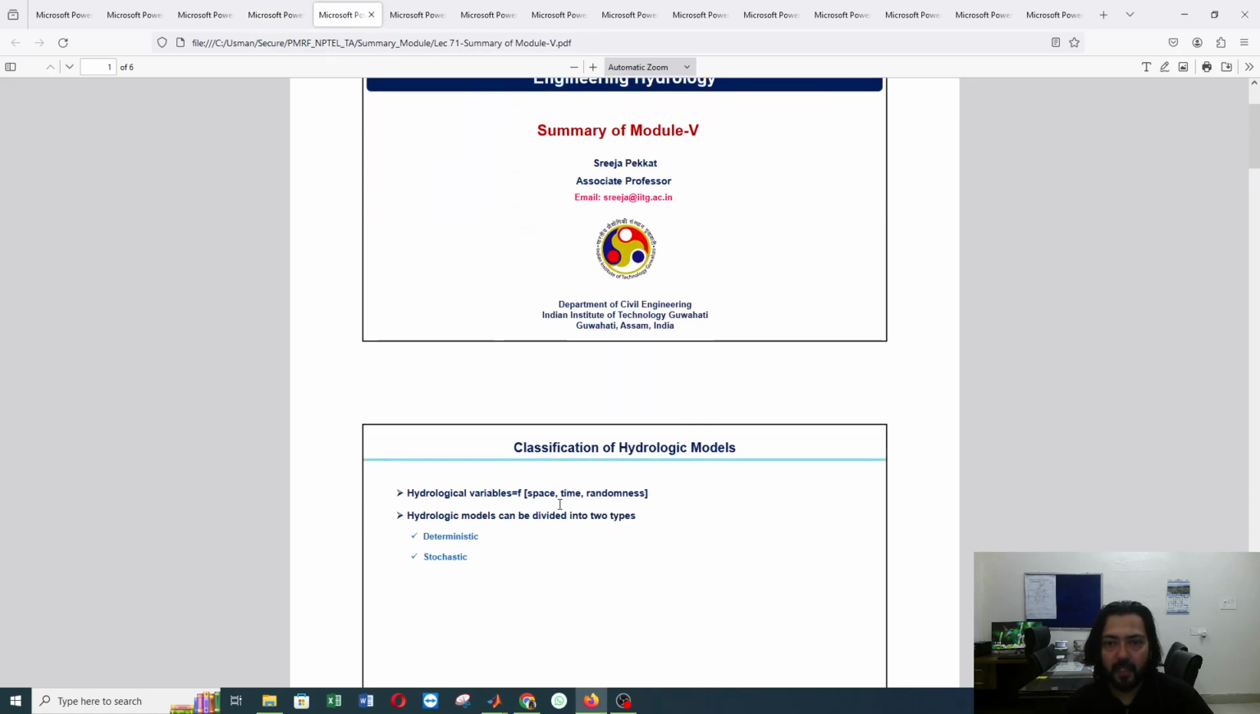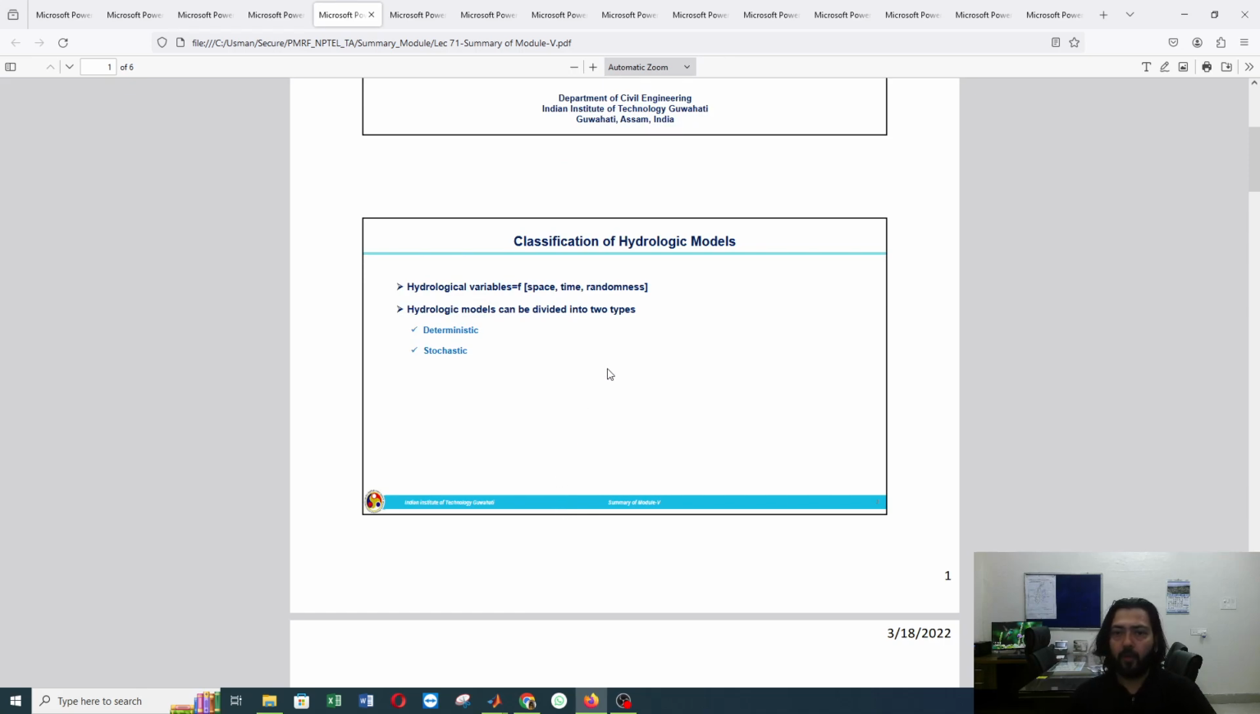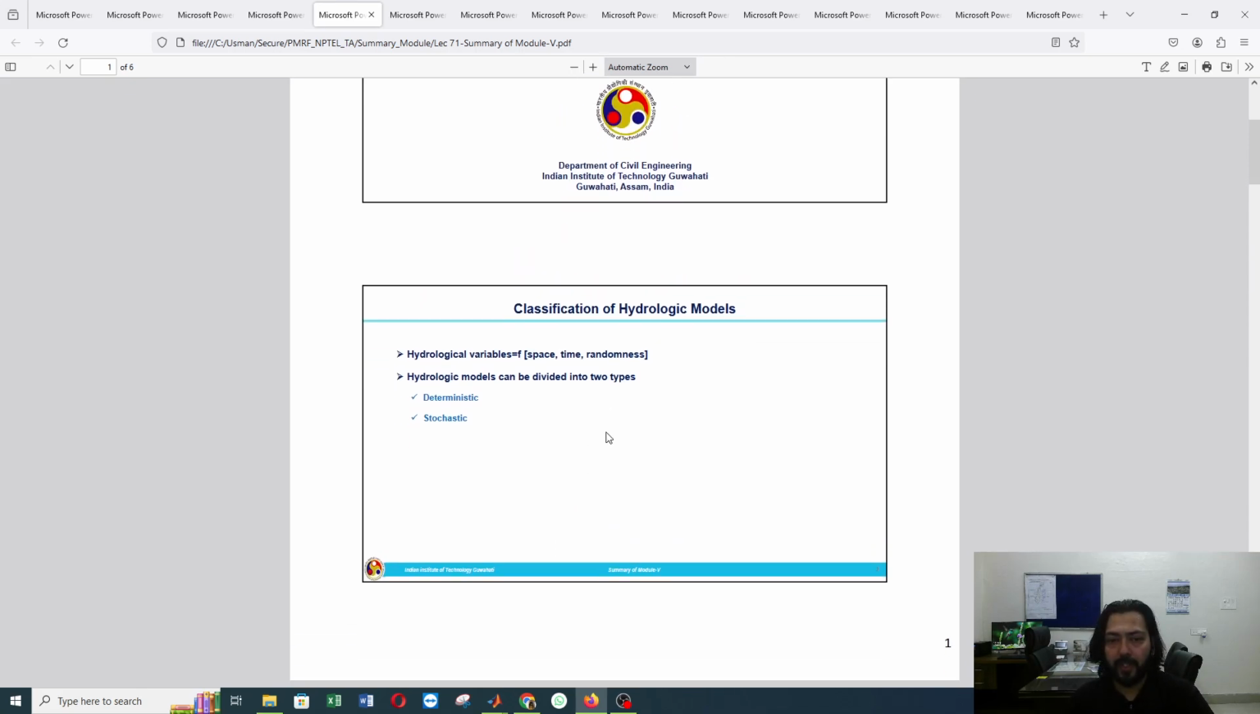Then we continued with the same module, and we started exploring the different types of hydrological models. Based on three parameters, that is space, time, and randomness, we can derive different types of hydrological models. If any model is a function of randomness, we can divide those models as deterministic or stochastic. Deterministic is the model which ignores randomness, and stochastic is the model which considers randomness. Similarly, if any model is ignoring space or considering space, we can divide those models also, right?